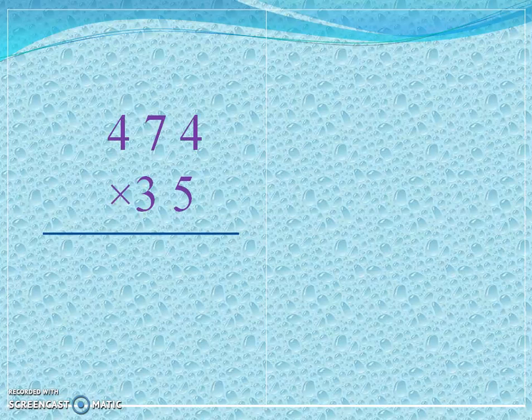Now we will see multiplications by 2 digits. And our first example is 474 multiplied by 35. So here 5 4s are 20 where 2 goes up as a carryover, 0 comes down. Then 5 7s are 35 plus 2 gives you 37 where again 3 goes up as a carryover, 7 comes down. Then 5 4s are 20 plus 3 gives you 23. Now we have finished this number multiplying by 5.